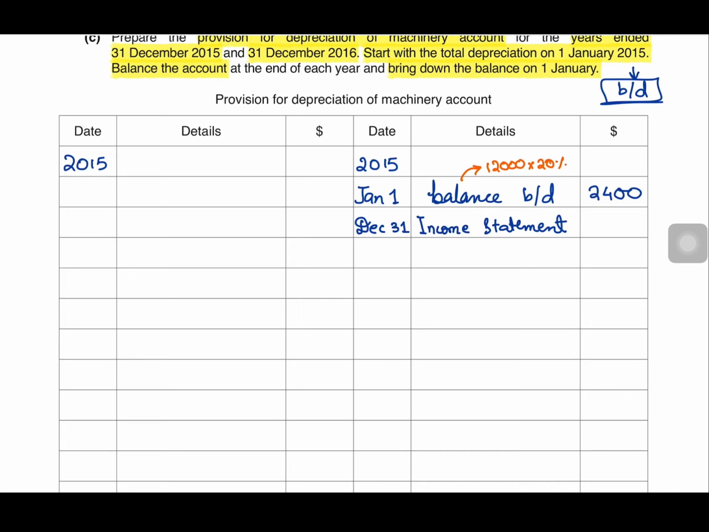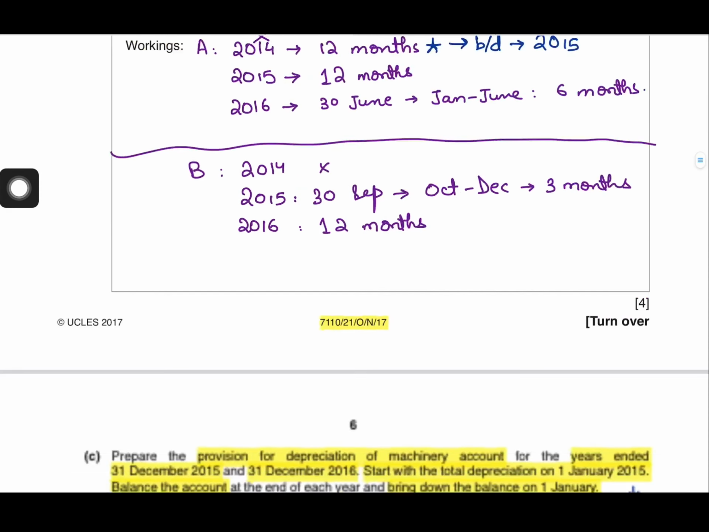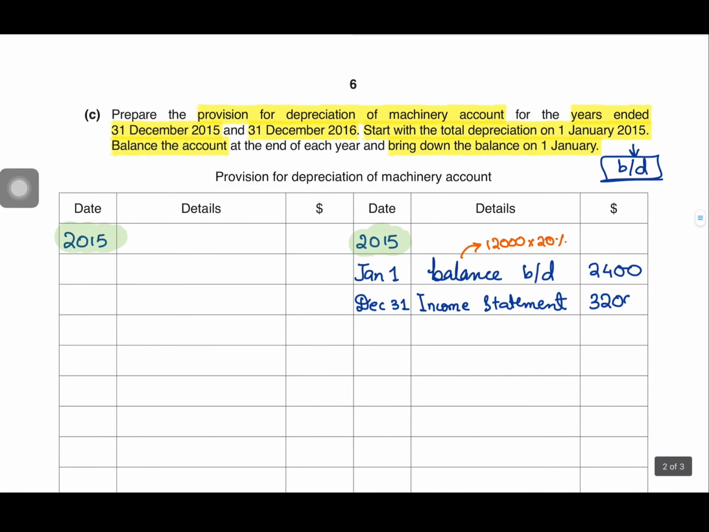Now, what is the situation in 2015? In 2015, there was machinery A, and we charged depreciation for the full year on machinery A in 2015, right? And there was machinery B as well, and we charged for only 3 months depreciation on this machinery, right? So you don't have to do the calculation again, right? Because we have completely solved part B. We just have to take this figure in our provision for depreciation account, which we are preparing in part C, because this is the current year depreciation charge on both of these machineries in 2015, right? So 3,200 is your expense for the year.